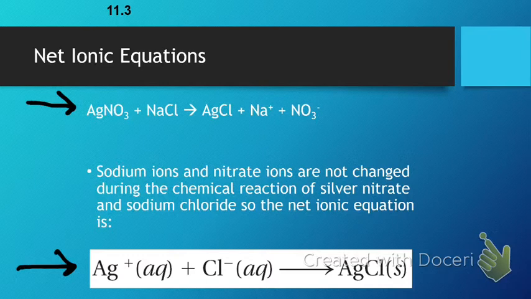Okay, we have a positive and a negative on the left-hand side for that charge to be 0, and the charge on our compound on the product side is also a neutral compound, and that charge is 0 as well. So what happens is we are showing the silver plus the chloride to make the solid precipitate silver chloride. Okay, sodium ion and nitrate ion are not changed in the reaction, so we leave them out of the net ionic equation because they are spectator ions.